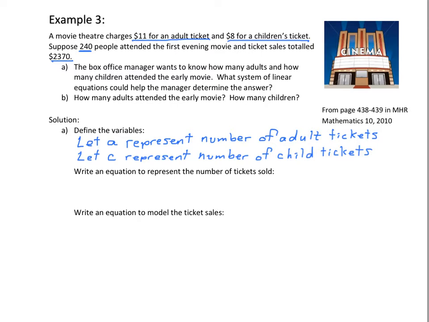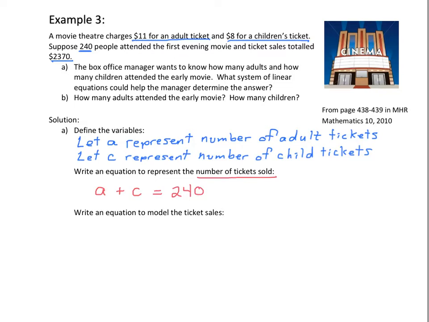So first we can write an equation to represent the number of tickets sold. However many adult tickets were sold, so A, plus the number of children's tickets sold, so C, has to add up to the total number of tickets sold, which is 240.